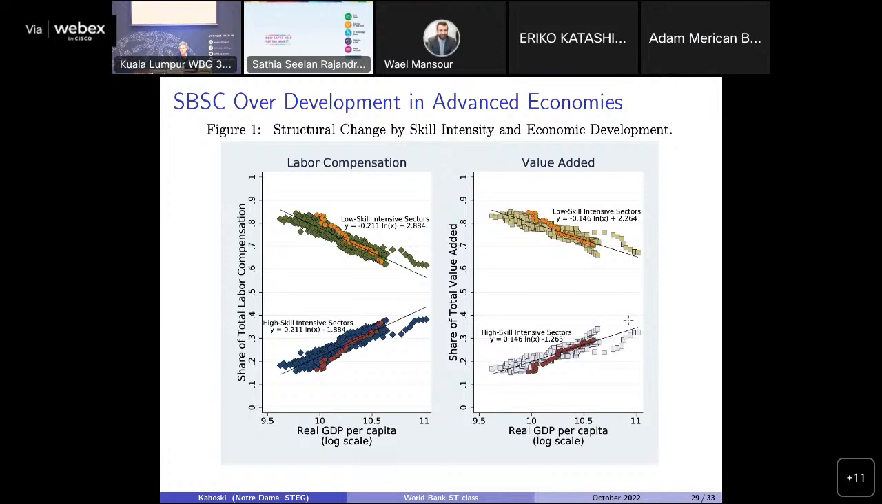And this is just advanced economies. In our earlier paper, we associated this with the increase in college attainment. But here, it's all related to GDP per capita. So that's what we're looking at. We don't have these data for low income countries, but I suspect that it's not as strong among them.